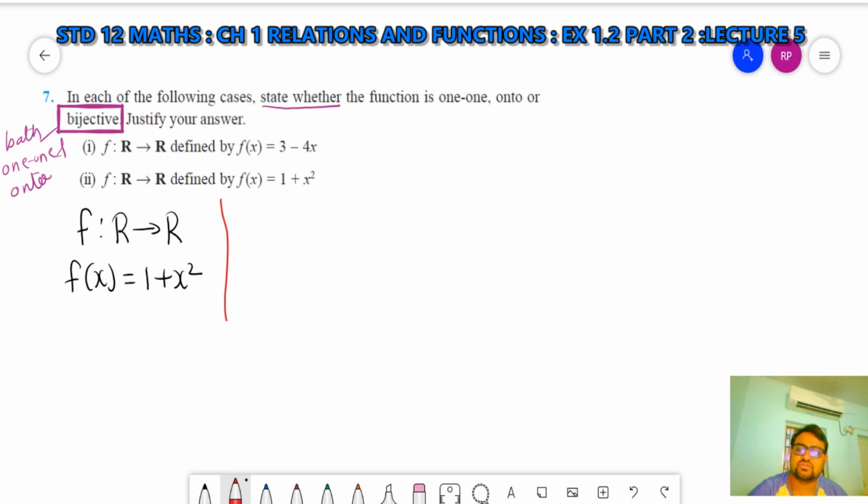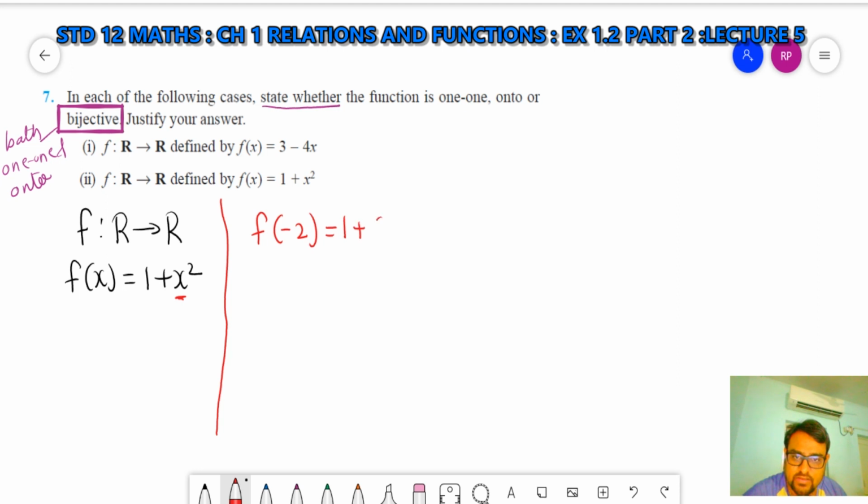Now see, whenever there is a square, you know that when you take the positive value and negative value of the same number, its square will be the same, like the square of minus 2 is 4 and the square of plus 2 is 4. So when you have to prove whether it is 1-1 or not 1-1, you have to check it. Try to take one positive and one negative number. So let's start with minus 2. What is f of minus 2?